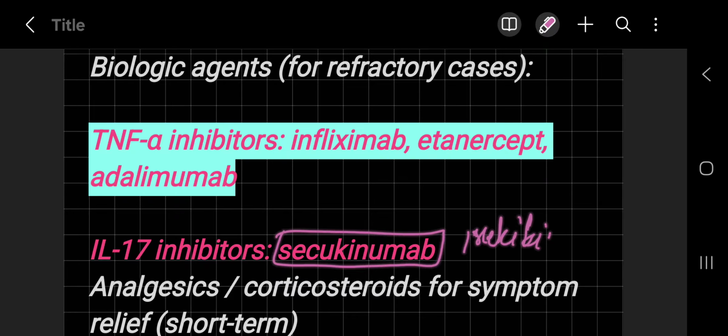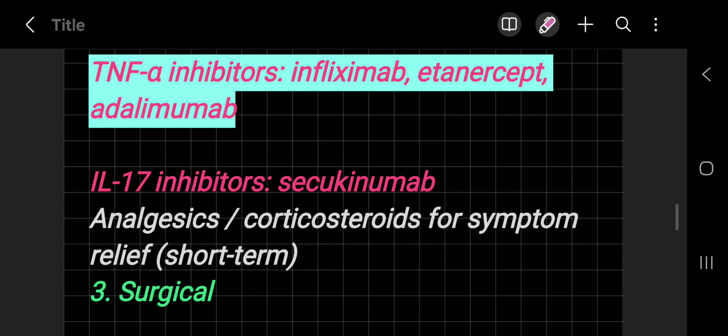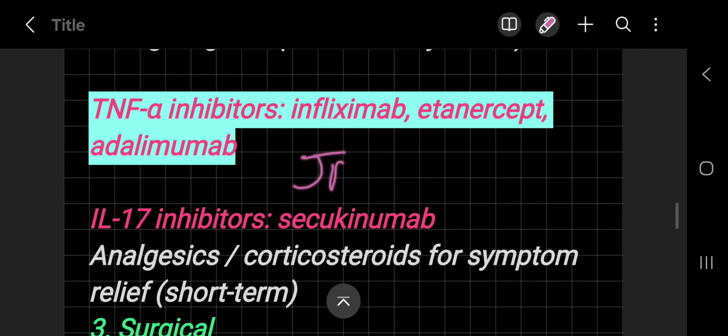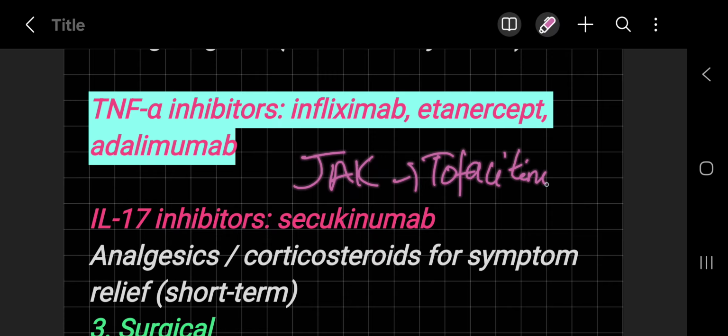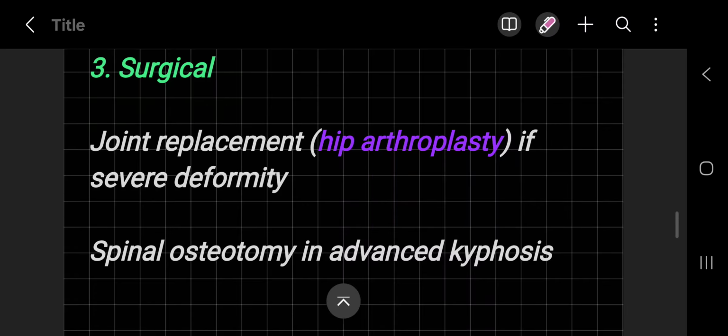ixekizumab, and corticosteroids have a very minimal role in this seronegative spondyloarthropathy. We can also use JAK inhibitors like tofacitinib and upadacitinib.